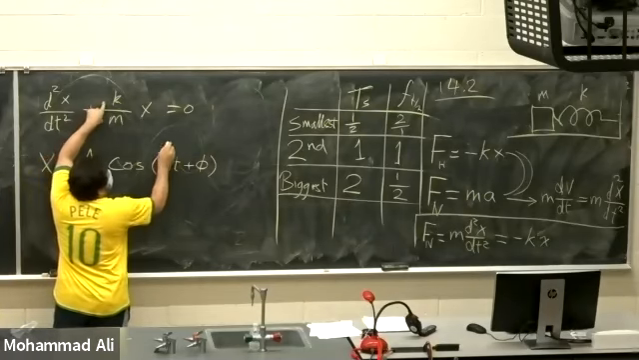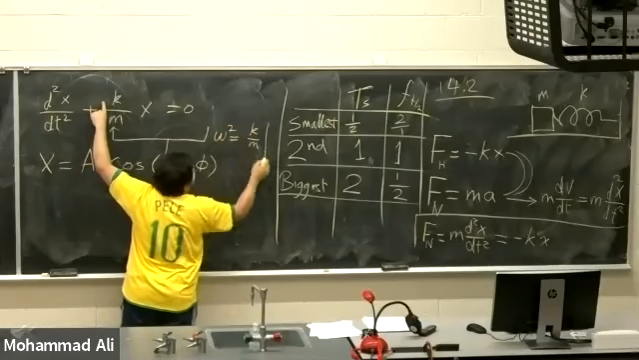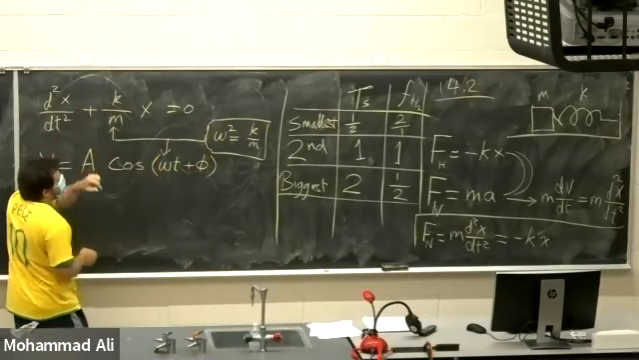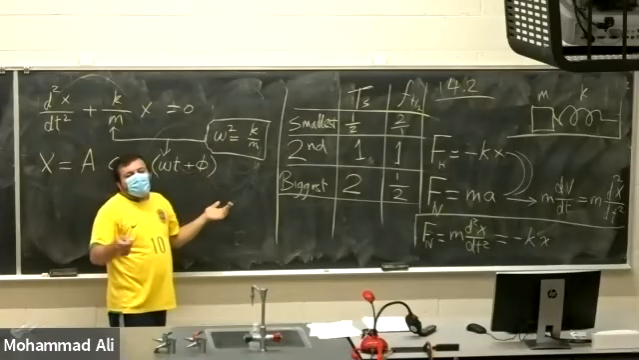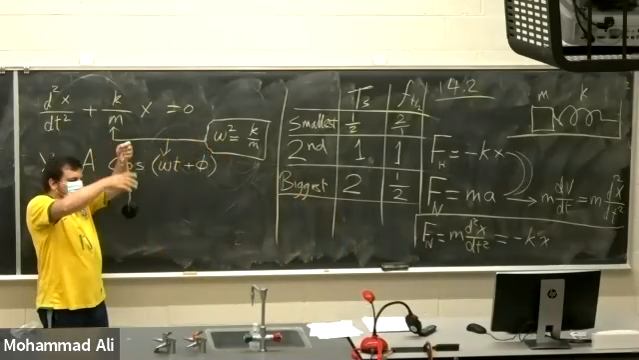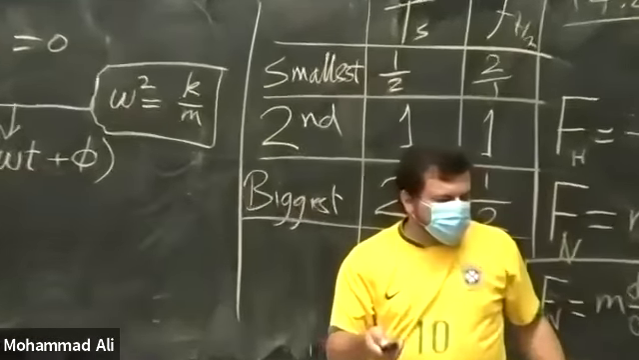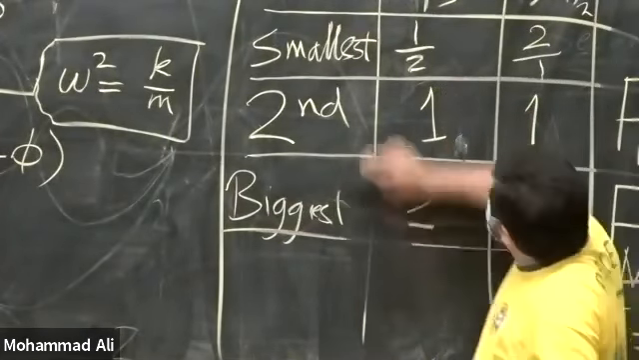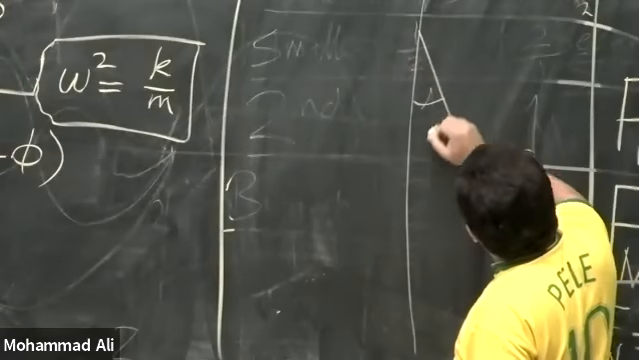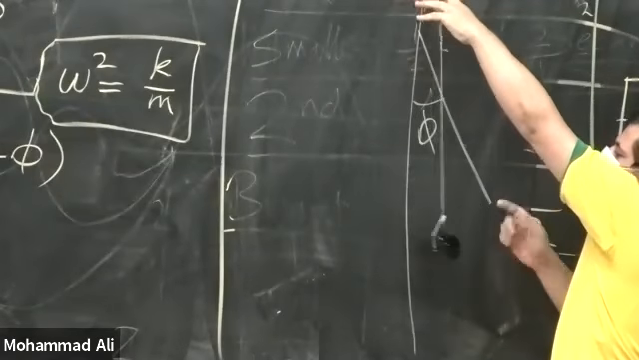Omega has a relation with k and m. Omega squared is equal to k over m. This is omega, k over m, so this is omega squared. Phi is an arbitrary angle. If we have a simple harmonic motion and I start my motion from this angle, it is the starting point.